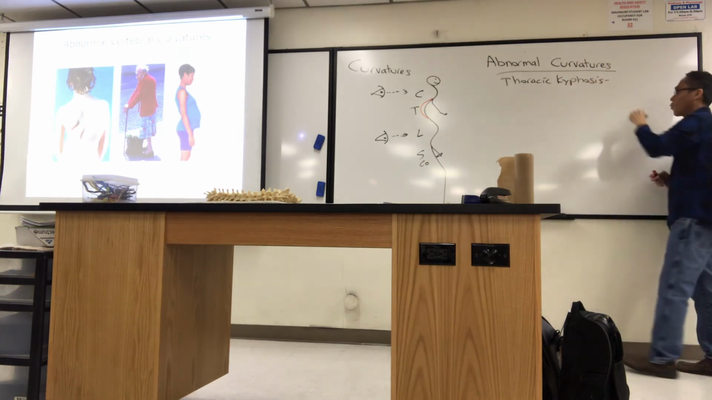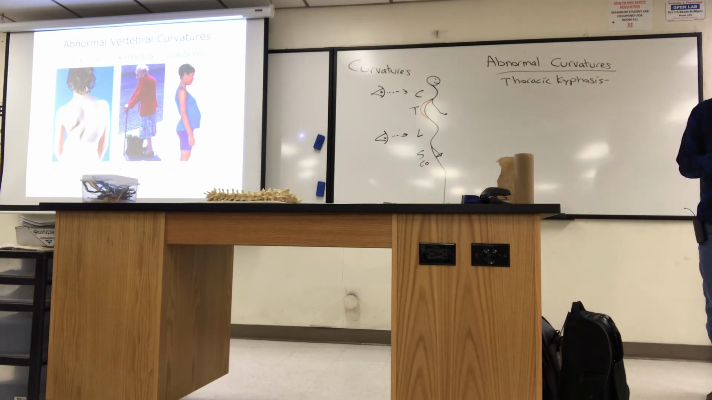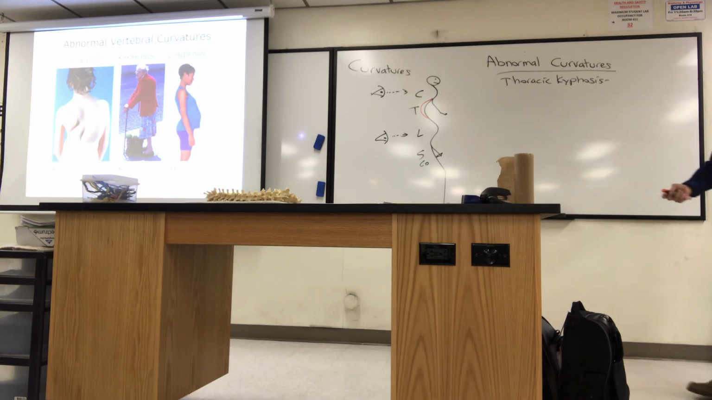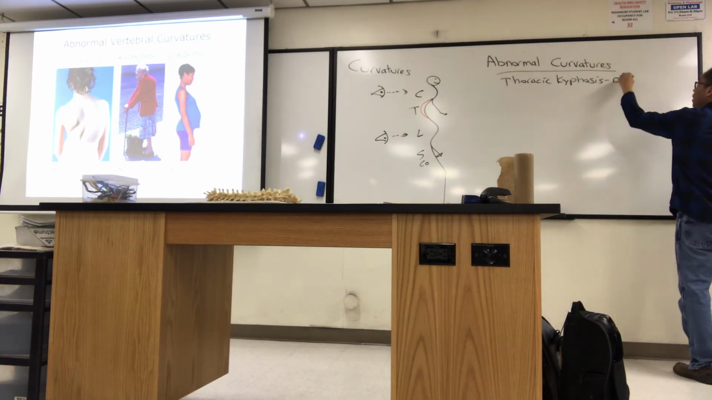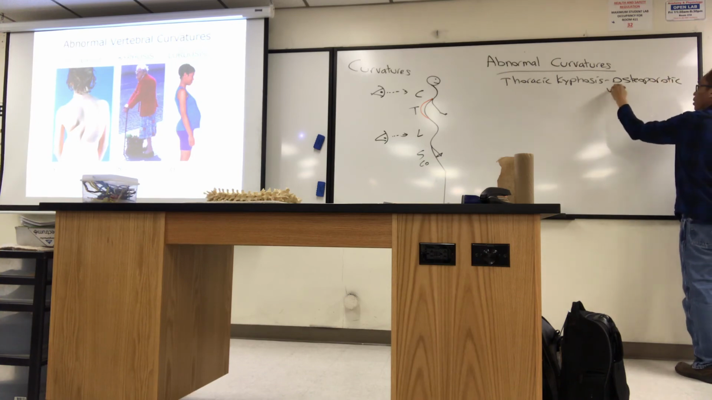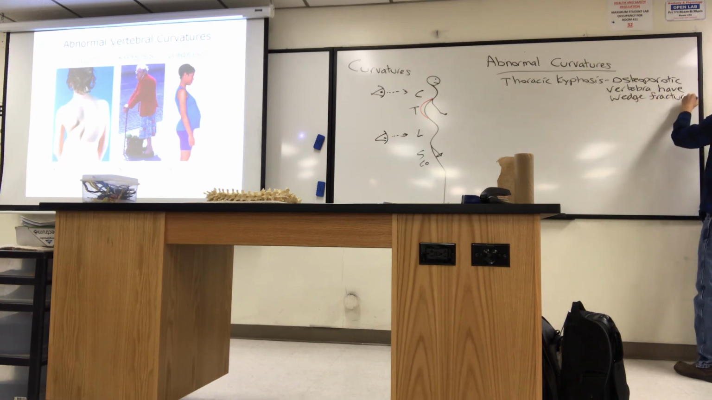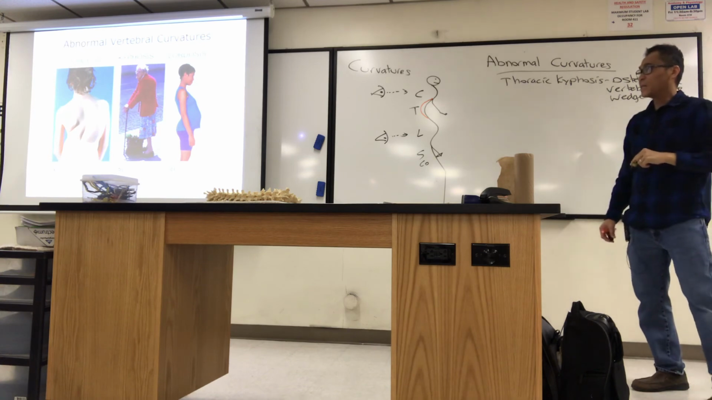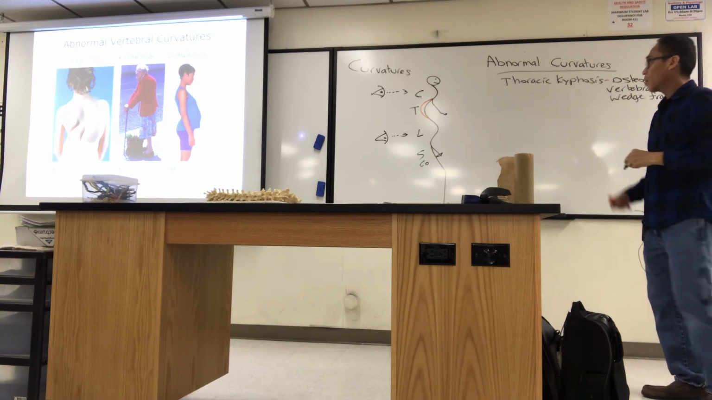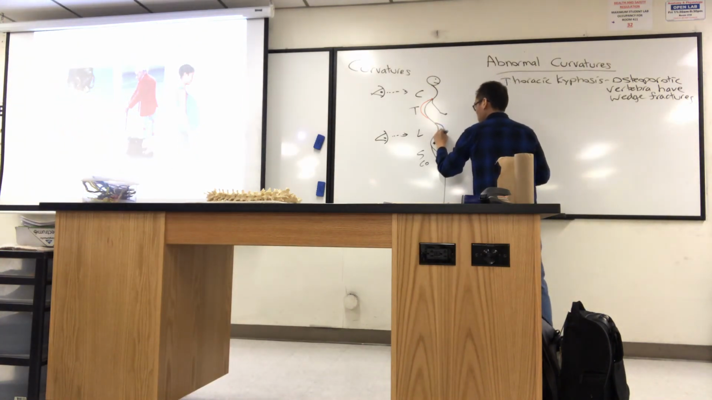Some causes could be, remember when we talked about the wedge fractures from osteoporosis in that region? They can kind of wedge in and give you the hunchback. That could be a cause. Osteoporotic vertebrae have wedge fractures. See the elderly lady in the middle, maybe that's the condition there. Or you can have an excess curvature, maybe too much in that region.